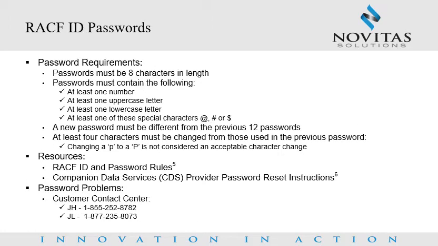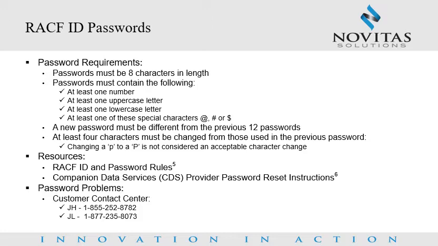RACF ID Passwords. As with the majority of the passwords we have these days, the RACF ID password rules are just as complex. The RACF ID password must contain at least 1 number, 1 uppercase letter, 1 lowercase letter, and 1 of these special characters, the @, pound, or $ symbol. A new password must be different from the previous 12 passwords, and at least 4 characters must be changed from those used in the previous password.